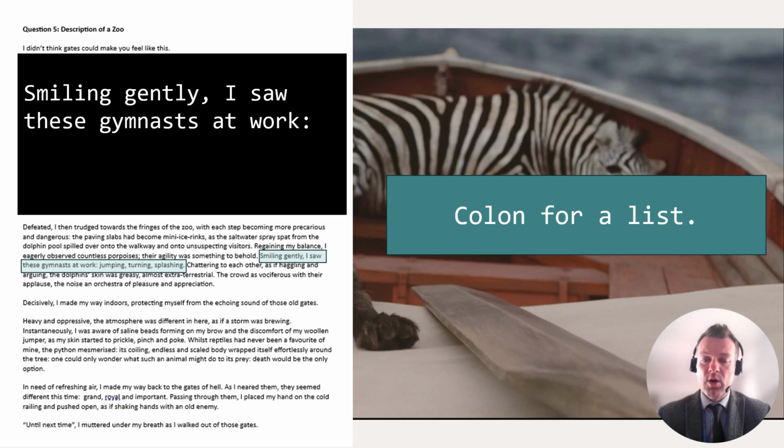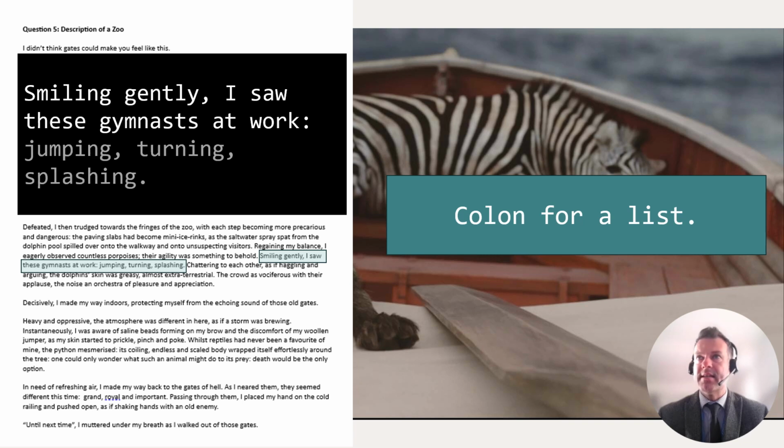But you can see I've put a colon there, and you can apply the principle that the sentence before the colon would make sense on its own, in its own right. But I don't want to stop there. What I want to do is use a list of words to really amplify and intensify how gymnastic these guys are. So as you can see, I'm just going to extend it. Smiling gently, I saw these gymnasts at work: jumping, turning, splashing.